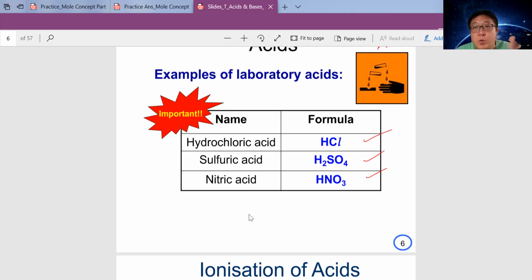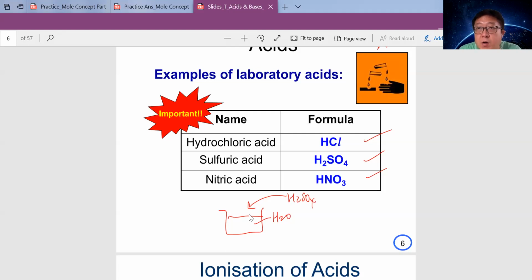Normally we add water to acid, right? Then we stir it to dilute it. We don't do that for acid. Acid is the other way around. This is water. You pour acid into water to dilute.